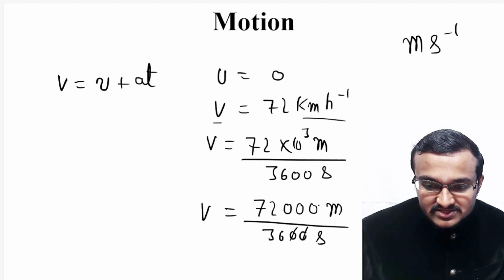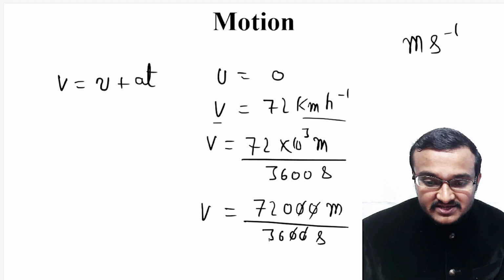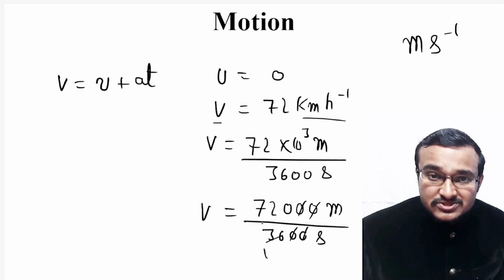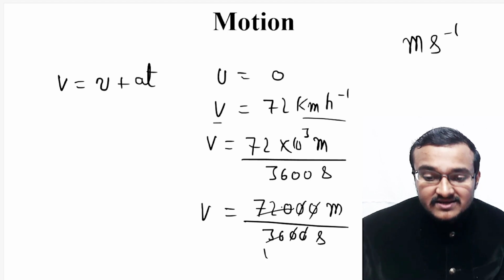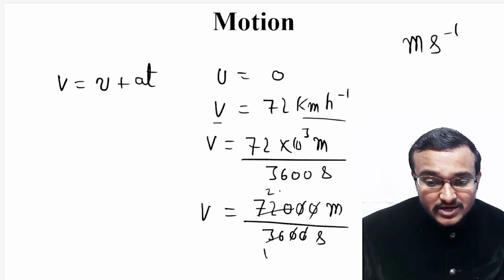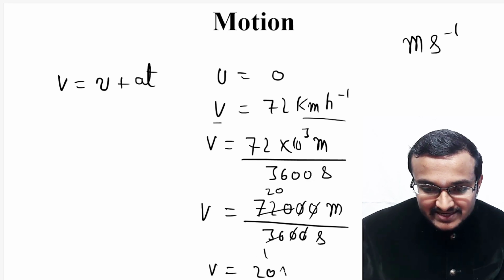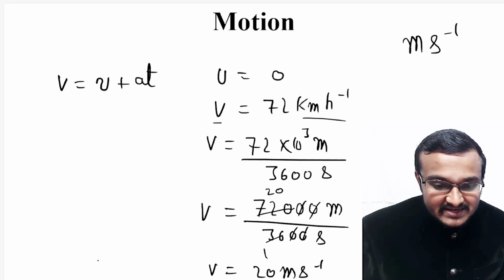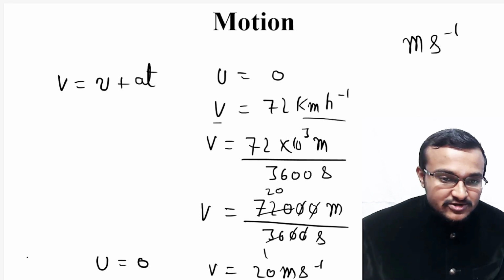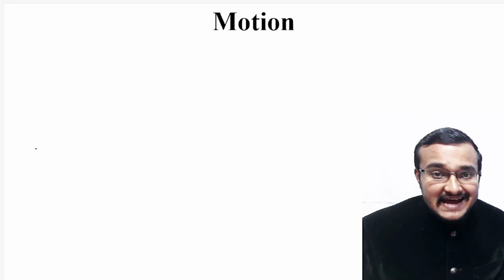Here the 10, 10, 10, 10 get cancelled with each other. So 36 ones are 36, 36 twos are 72, and one more 0 is there, so 20. So the final velocity will be 20 meter per second and the initial velocity is equal to 0. Now you can calculate acceleration.